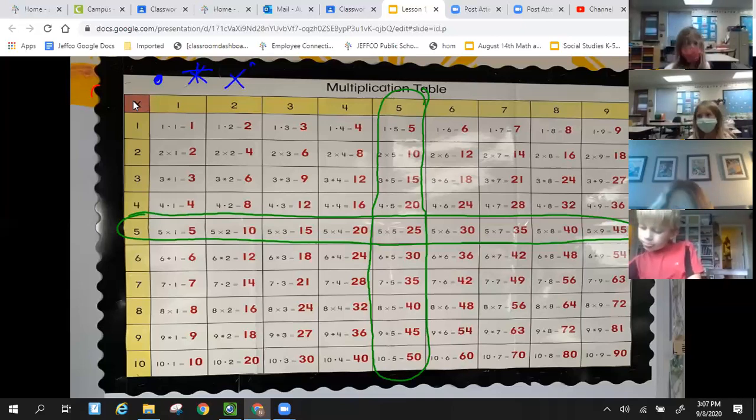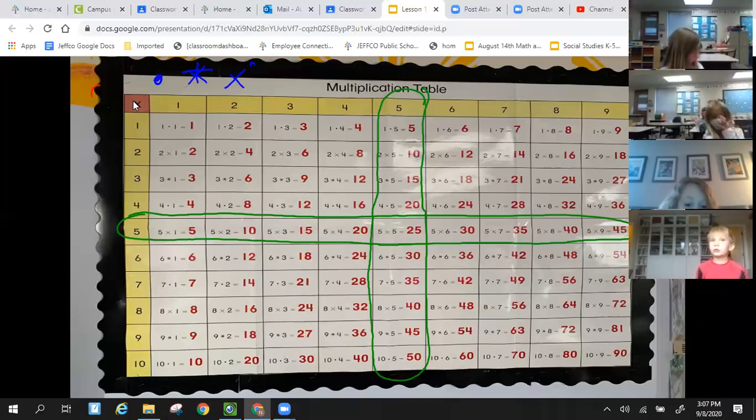Excellent. So guys, again, you might think, oh, 5s are easy. Yeah, when we're going in order. But as soon as I pull up 5 times 4 or 7 times 5, sometimes we lose it. So don't forget this strategy.